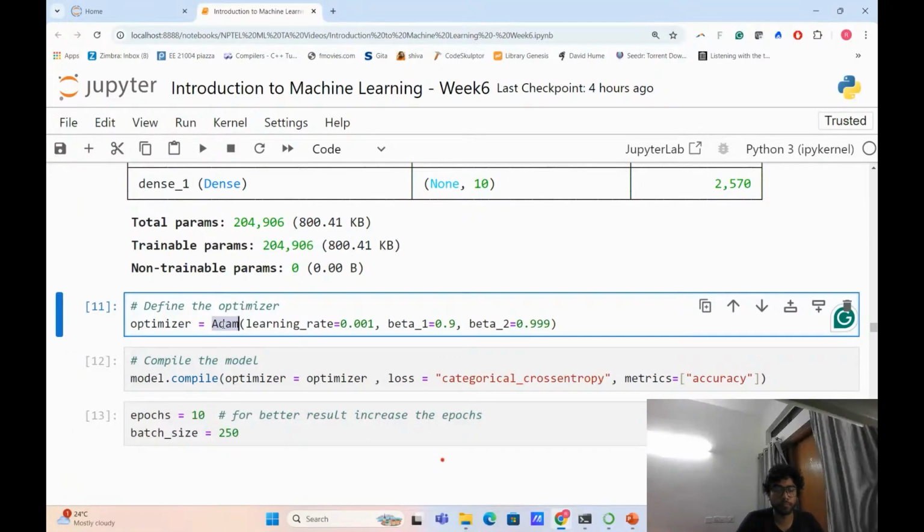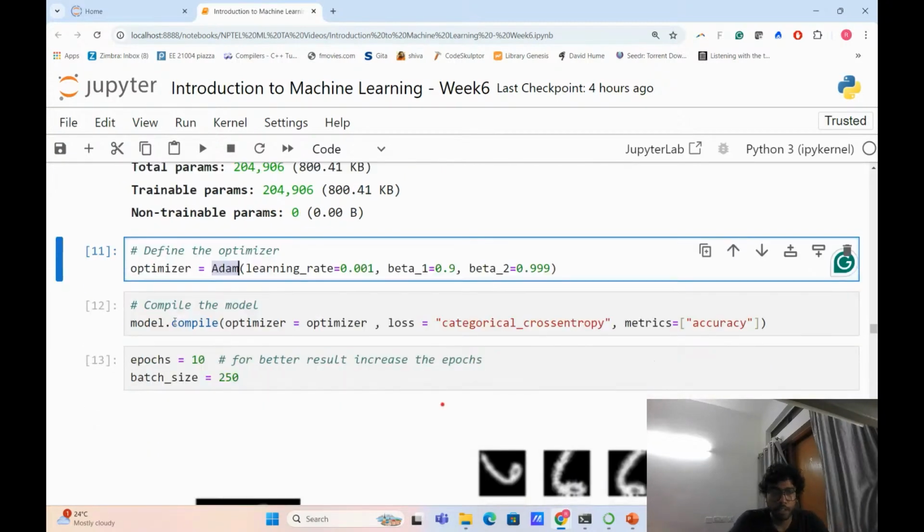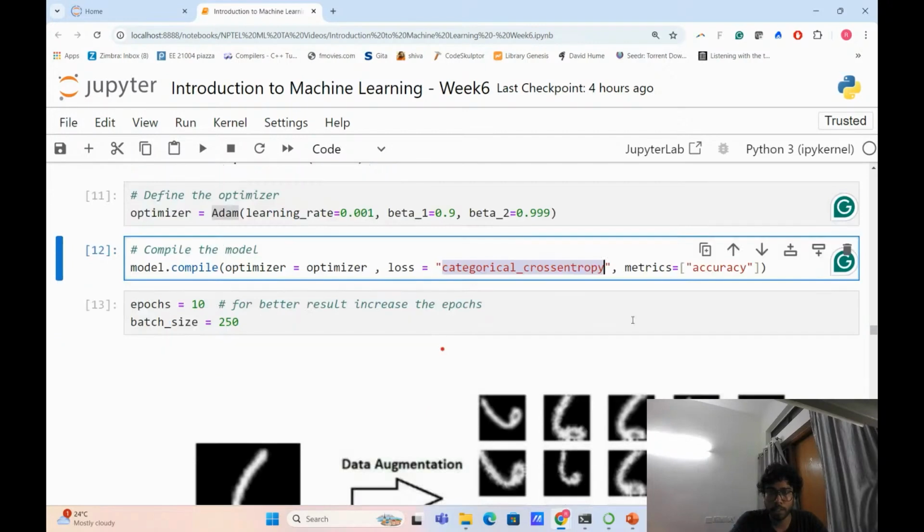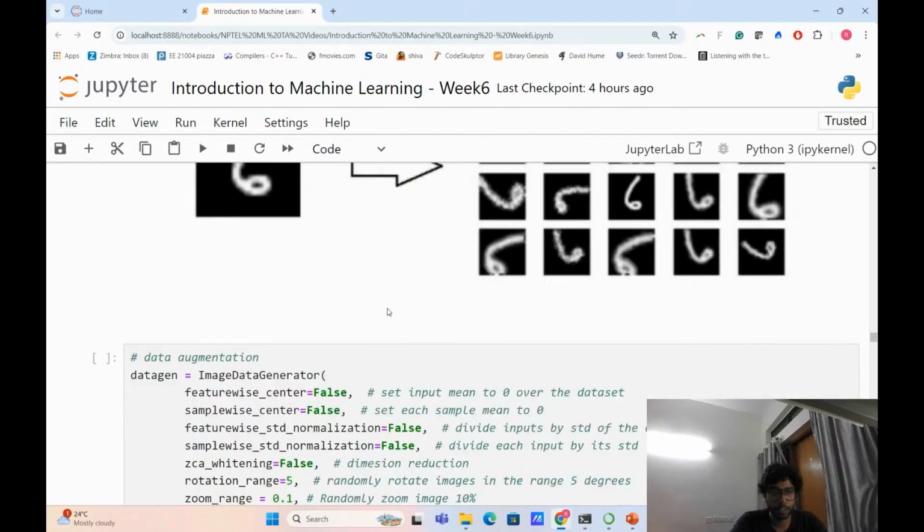For example, let's say your learning rate in this iteration is something, and in the previous iteration it was something else. So it's a dynamic learning rate. Your learning rate is not always constant. Based on beta 1 and beta 2, your learning rate will get modified, right? And then you compile your model using this optimizer and using the loss function as categorical cross entropy, and you use the metric accuracy, right?